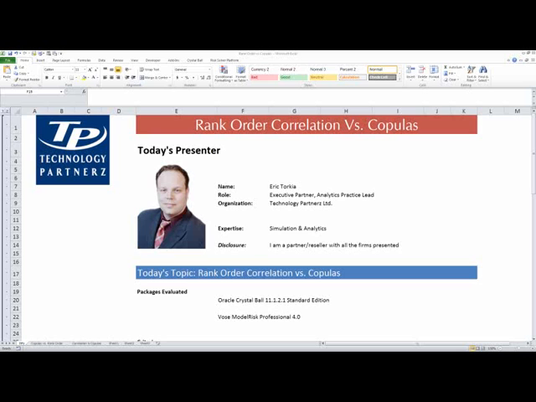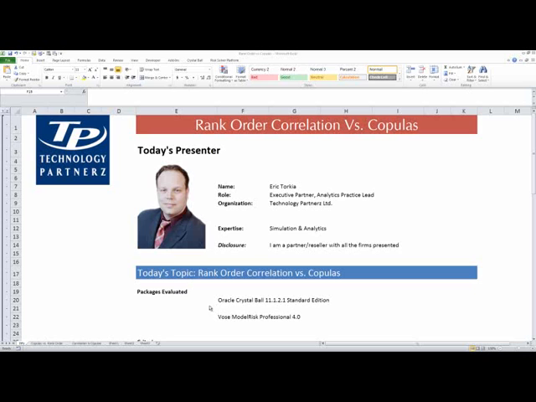Today, we are going to cover rank order correlation versus copulas, when to use them, what they are. The objective is to get this out of the way so we can do our next series to compare how the various packages correlate variables amongst each other. So we wanted to get this theory out of the way.